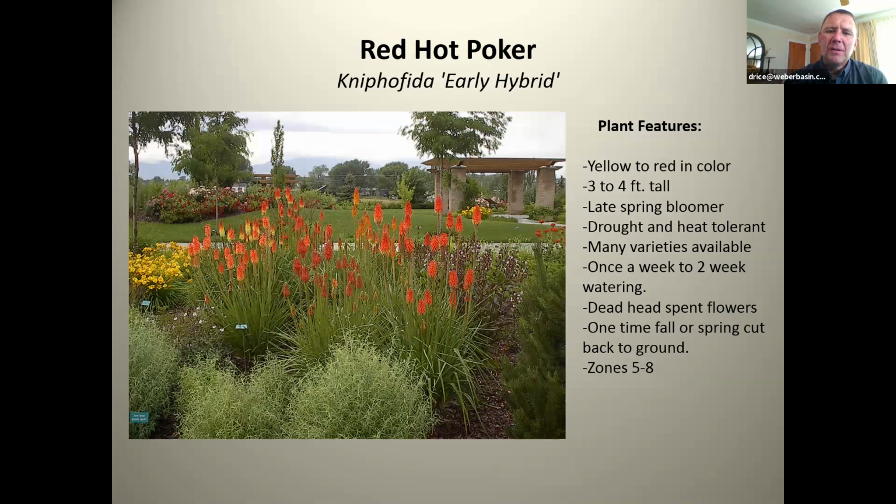Red hot poker. These come in yellows to reds. I've seen some deep red. The foliage on these looks just kind of like a spiky grass, but then it shoots up tall flower stalks, 3 to 4 feet tall. Later spring bloomers, very drought and heat tolerant, and they don't need much water at all. You'd cut down those flower stalks when they're done, and then the plant itself can serve as a different texture because of that grass-like look to it, the narrow leaf and so forth.